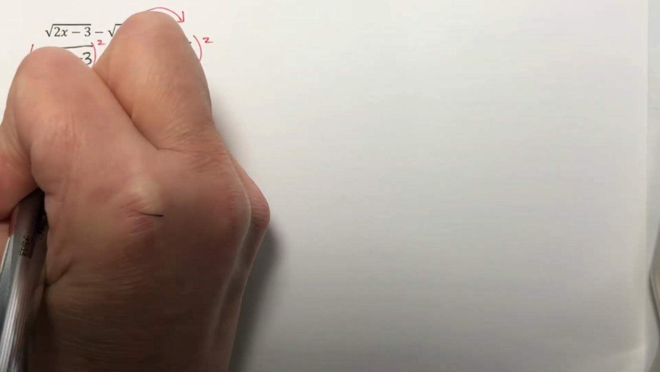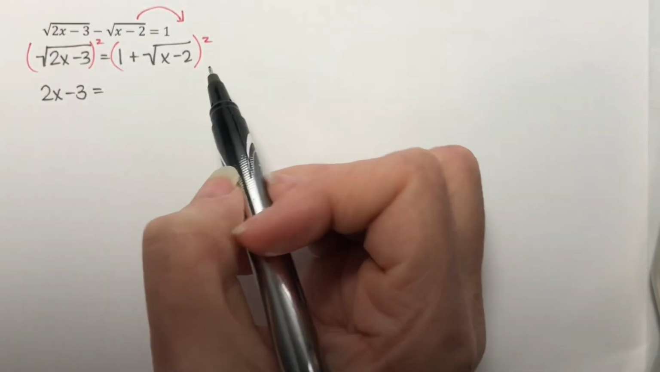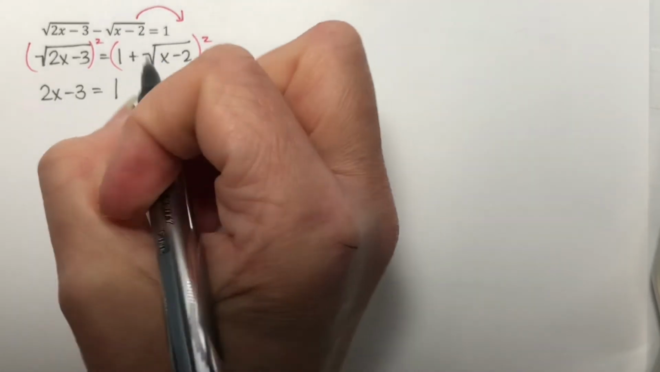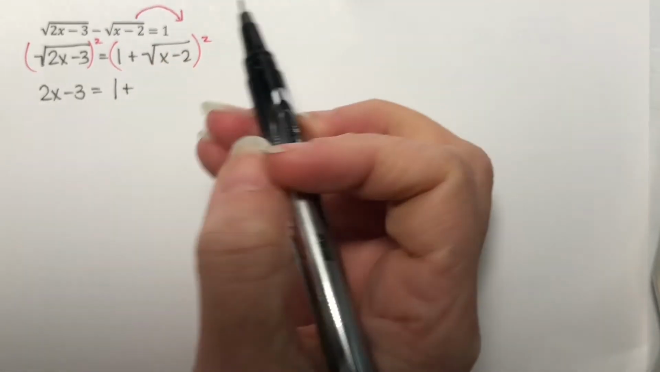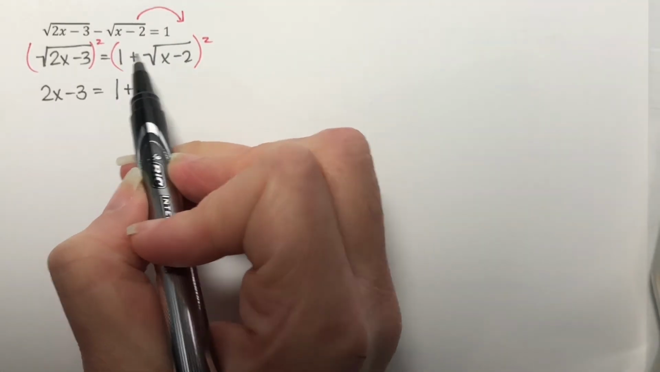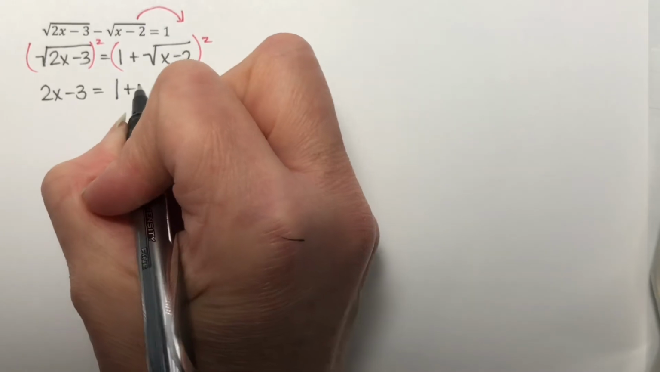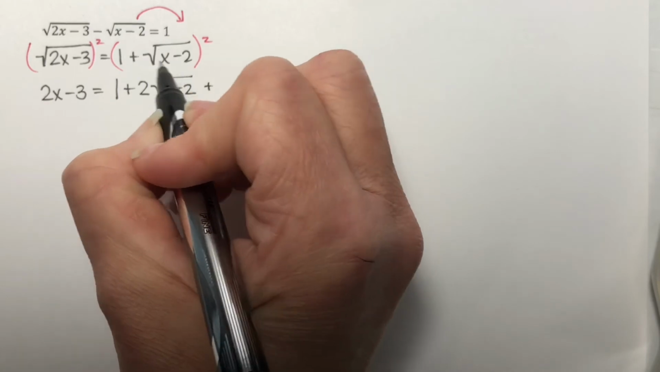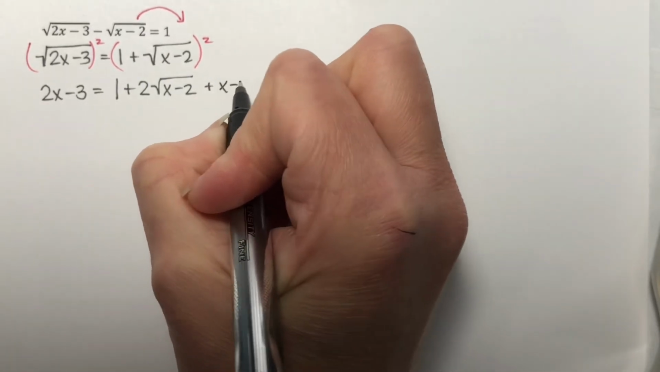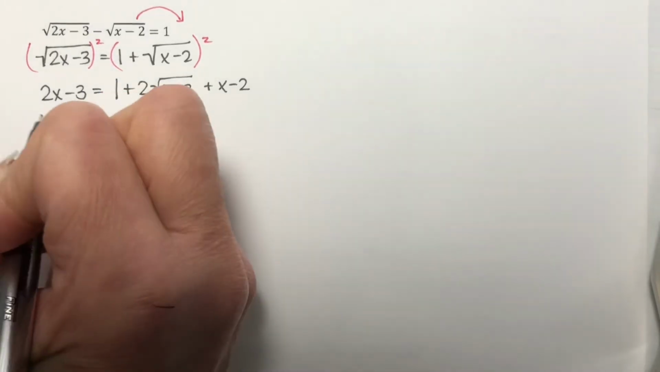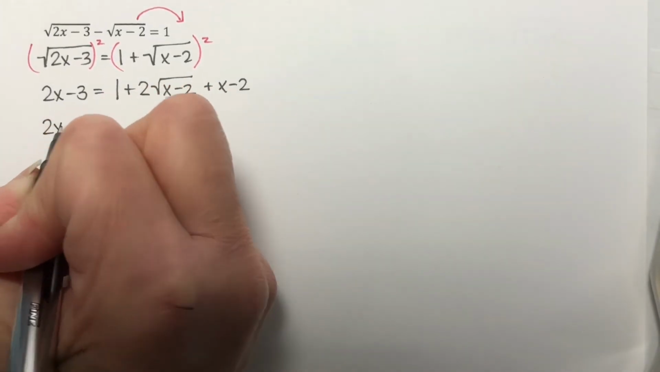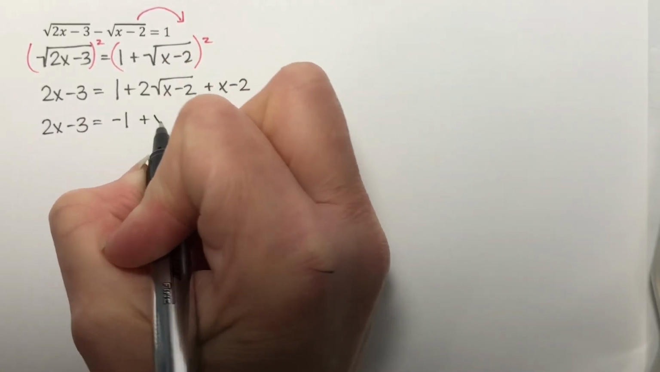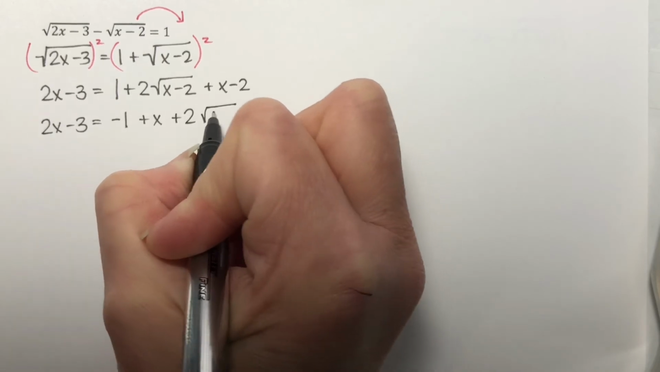And I have 2x minus 3 is equal to, and again, this is a binomial squared. Square your first term to get a 1. Write the sign from the middle. Multiply these two together so you'd have 1 times the root, and then double that to get 2 times the root. Plus, and then you square the square root, which means you just get what's underneath, which is x minus 2. Now simplifying a little bit over here, I have 2x minus 3 is equal to 1 minus 2 is negative 1 plus x plus 2 times the square root of x minus 2.